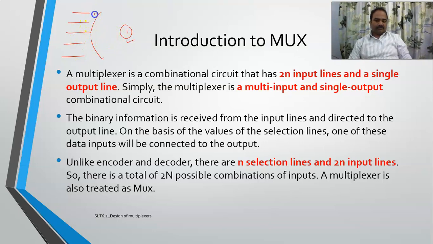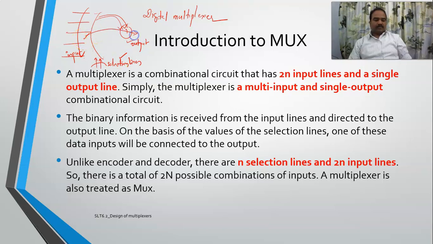Whatever binary information you receive from the input lines is directed to the output line. So a digital multiplexer is one which reads binary input from any of these input lines and sends it to your output line. Based upon the values of the selection lines, one of these data inputs will be connected to the output. So how do you select among these? We will have selection lines. Based upon the selection lines, one of the input lines is selected as the output line.